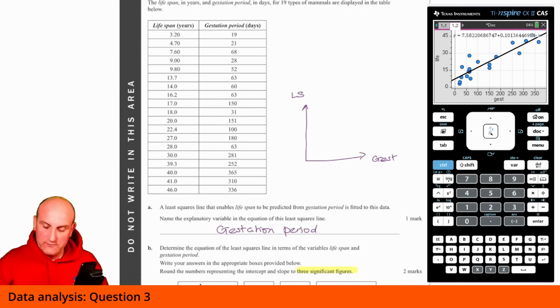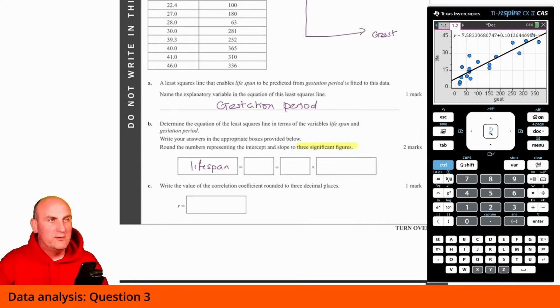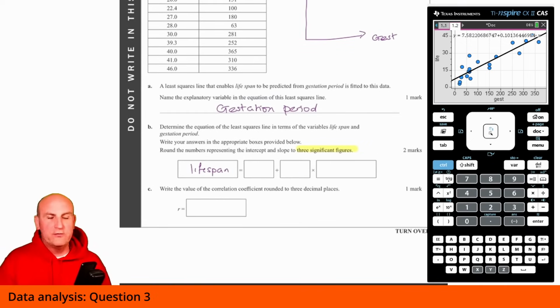Right, so 3 significant figures. Let's just scroll that up. Sorry, that wasn't on screen a moment ago. To 3 significant figures, 7.58 is my A, and then plus B, which is 0.101, times my gestation period. And there we go, there's my 2 marks for that. Again, 2 marks is important. Write down the value of the correlation coefficient rounded to 3 decimal places.